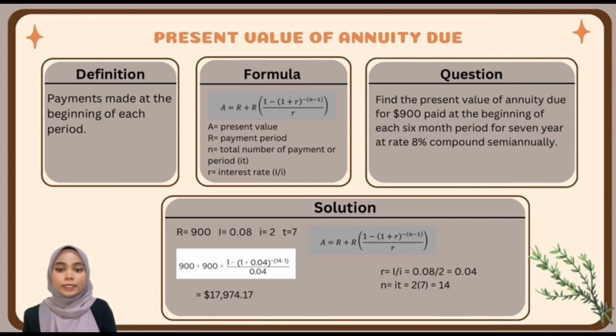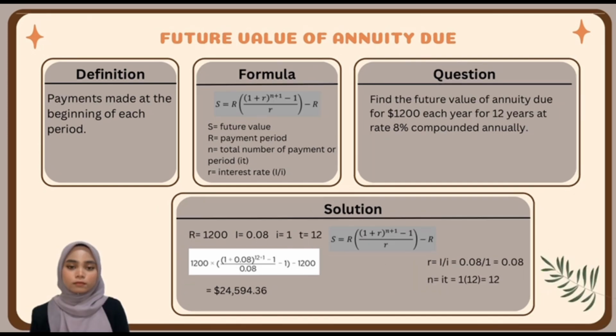After that, fill in the amounts based on the formula given, that is 900 plus 900 times 1 minus (1 plus 0.04) to the power of negative (14 minus 1), divided by 0.04. The answer to this question is $17,974.17.